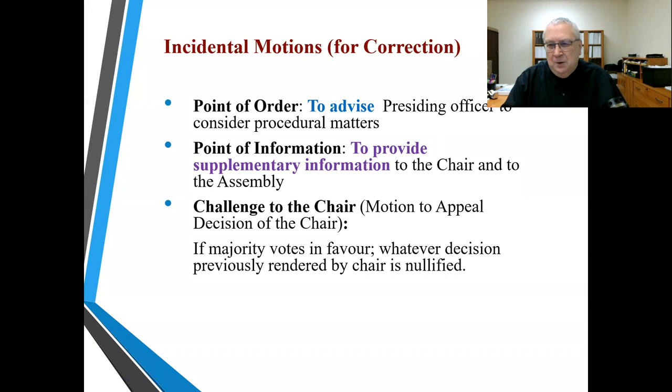Point of order, this is where you're bringing information to the attention of the chair. Point of information, maybe to the assembly, you know, financial information that's relevant to the discussion at hand. These are useful tools.